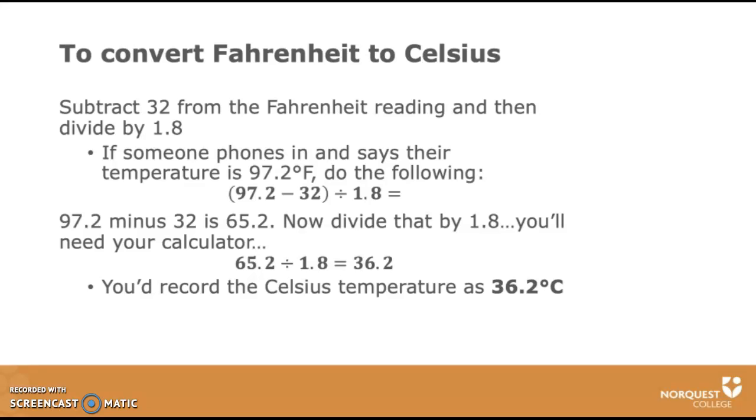97.2 minus 32, that number is then divided by 1.8. 97.2 minus 32 is 65.2. Now divide that number by 1.8. You'll need your calculator. 65.2 divided by 1.8 is 36.2. You would record the Celsius temperature as 36.2.